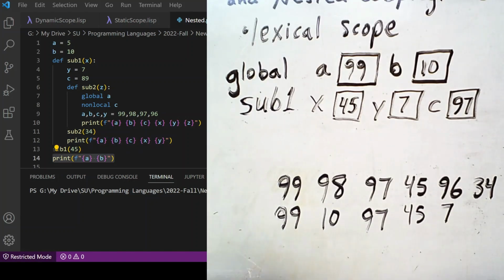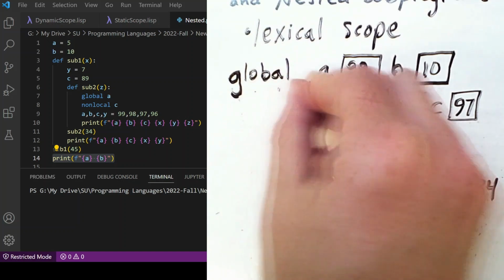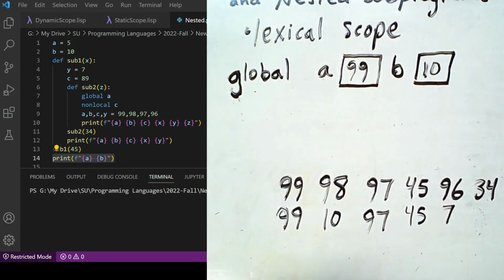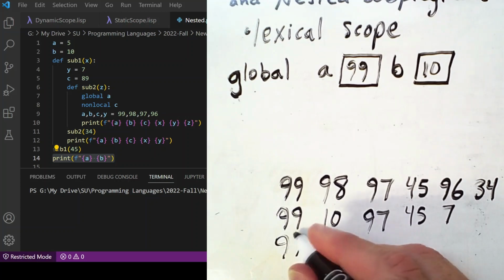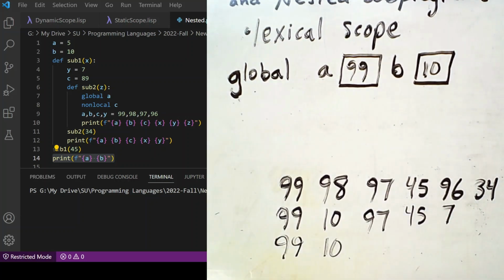Next, the call to sub1 returns, and we can only print what's left from these variables. And that final print statement is only printing A and B, and so we simply print 99 and 10. And we can confirm that this is the correct output from running this code by simply running it.